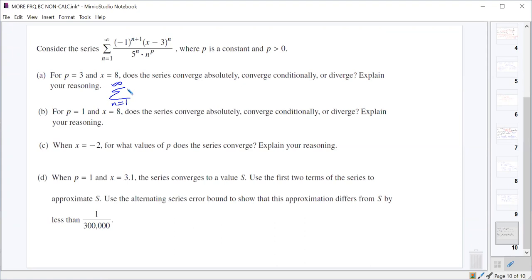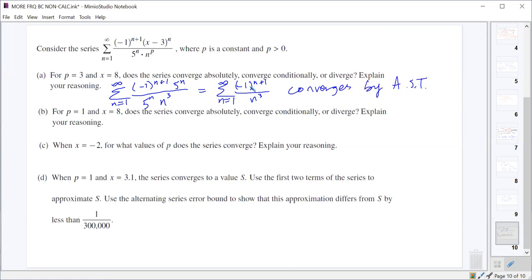That's fine. All right, so if p is 3 and x is 8, we get negative 1 to the n plus 1. We said x is 8, so that's going to be 5 to the n, and then we're going to have n to the third. So this ends up being the series from n equals 1 to infinity of negative 1 to the n plus 1 over n cubed. First off, we know that this converges by the alternating series test.